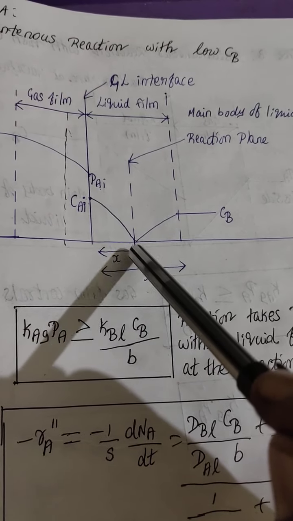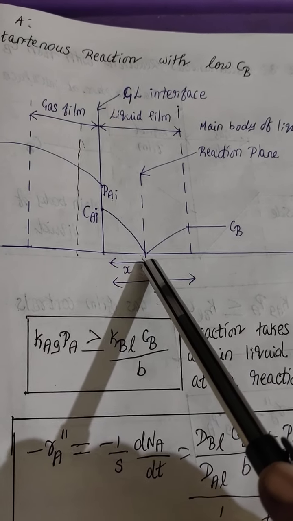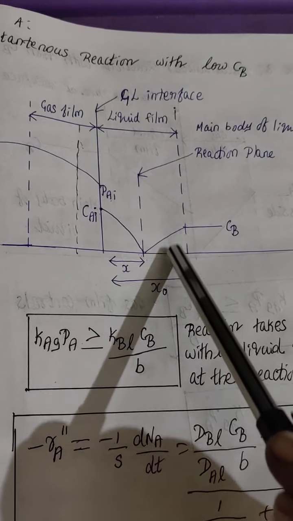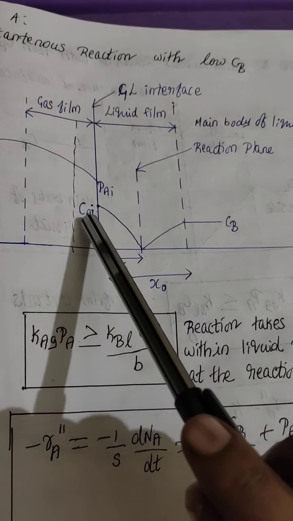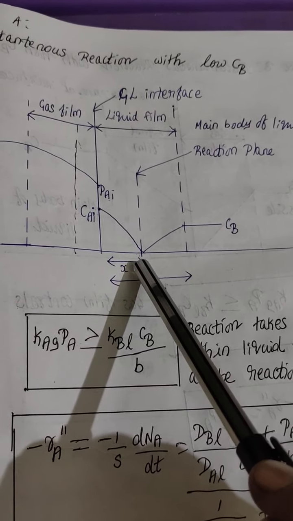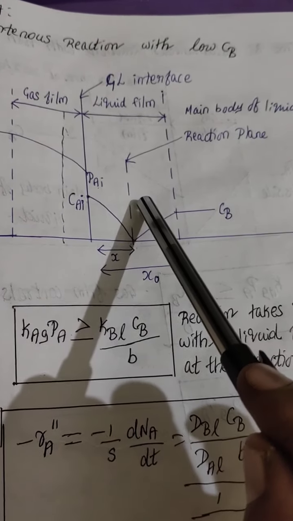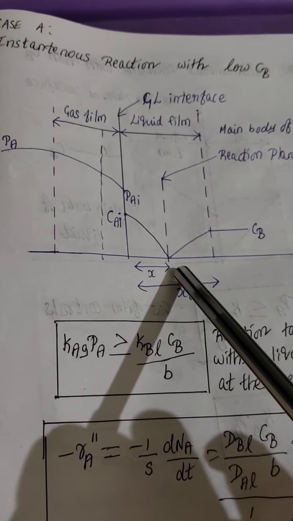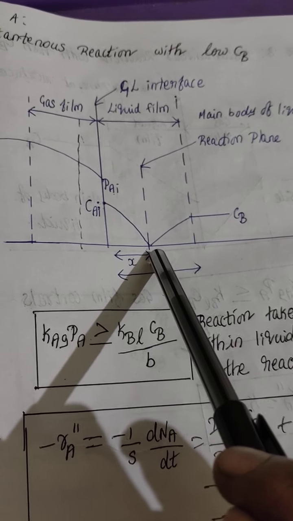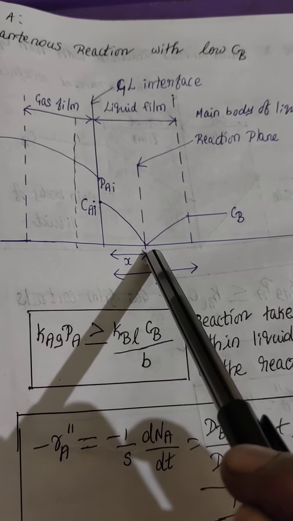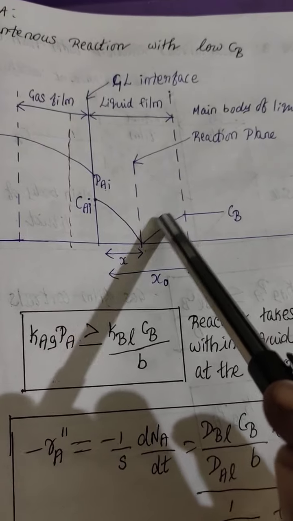This gaseous reactant is coming towards the reaction plane, as well as this liquid reactant B is also coming towards the reaction plane. So the reaction is taking place at the reaction plane in the liquid film, and here also you can see that the concentration is decreasing. This is because the same mass transfer resistance will always exist in the gas film as well as in the liquid film. That is the reason we can always see a decrease in the concentration profile. This is because of the mass transfer resistance. And here the reaction is taking place in the liquid film at the reaction plane.